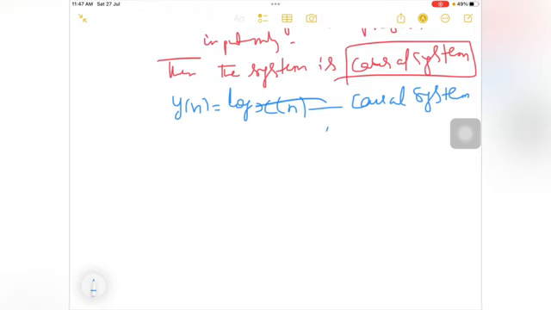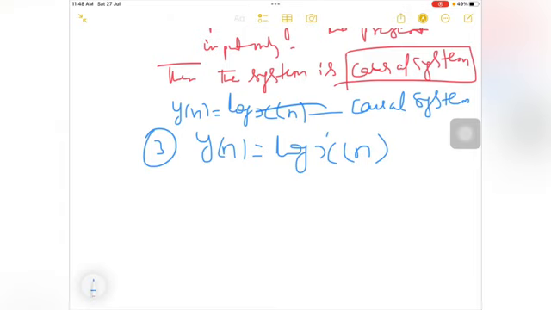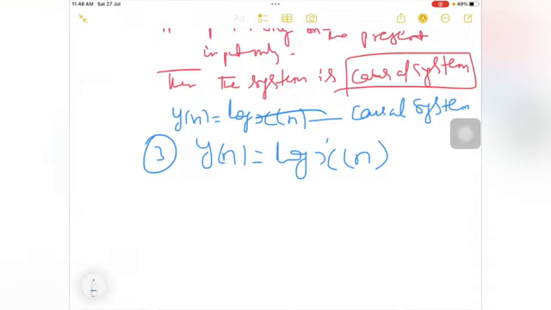Now let us see what the given system is. y of n is equal to log of x of n. For this we can check whether the system is time variant or not. We can see if any delay in time or any advance in time operation will give rise to the corresponding delay in the input.